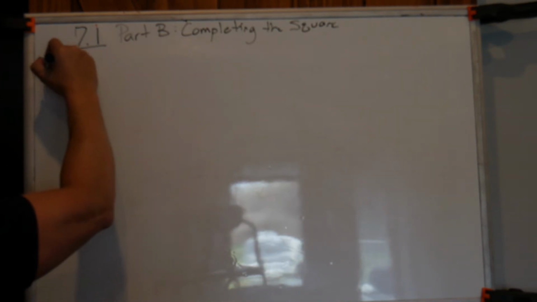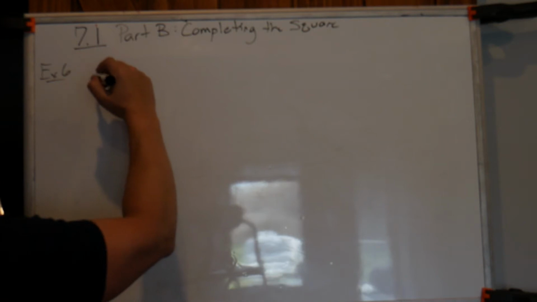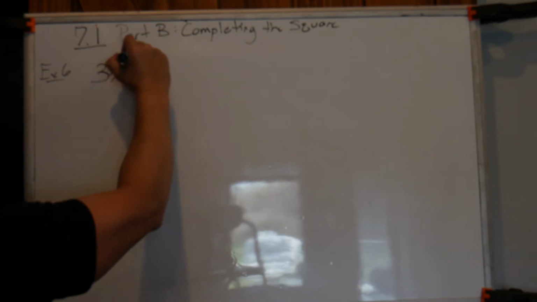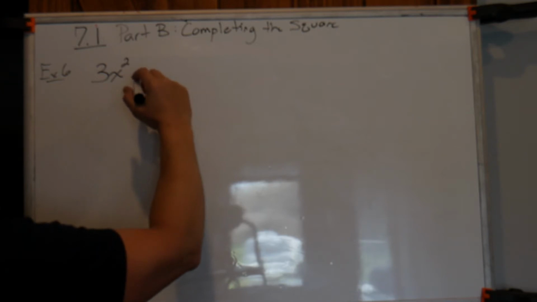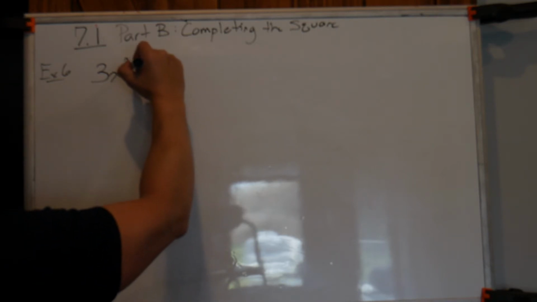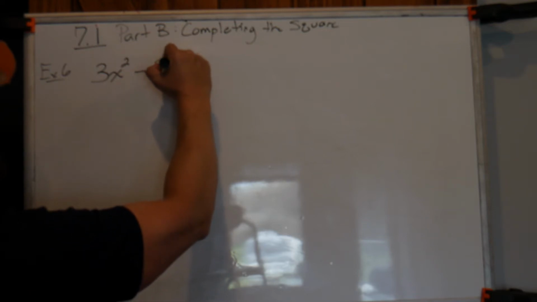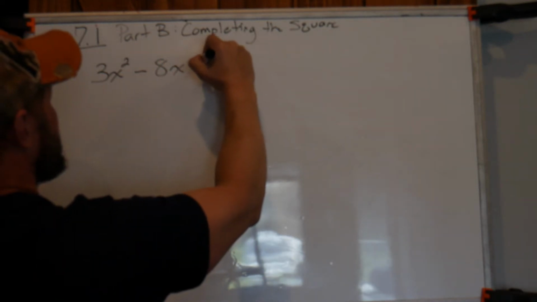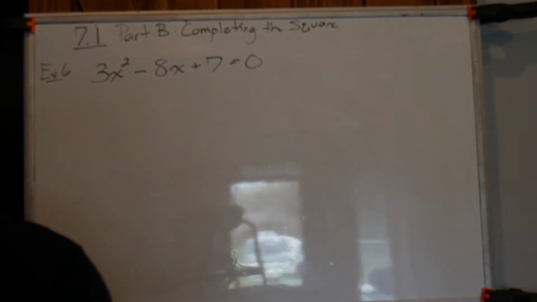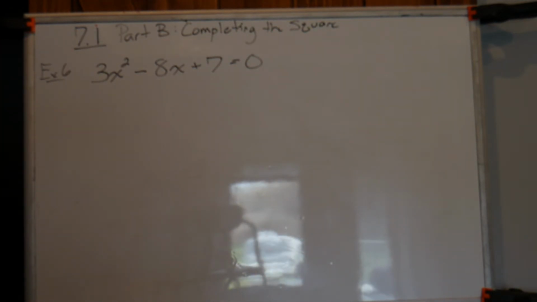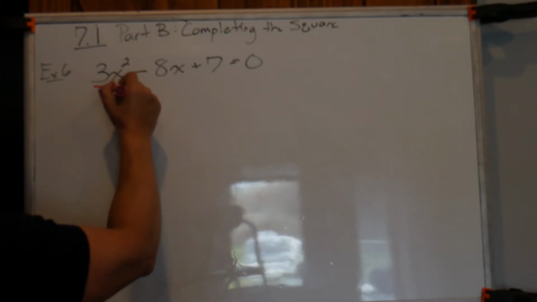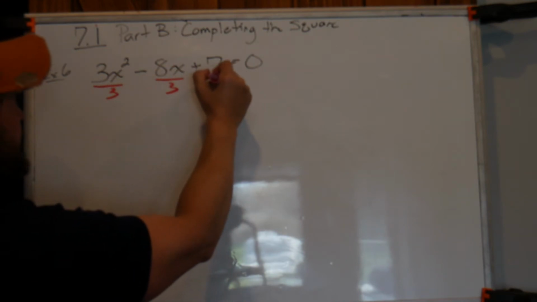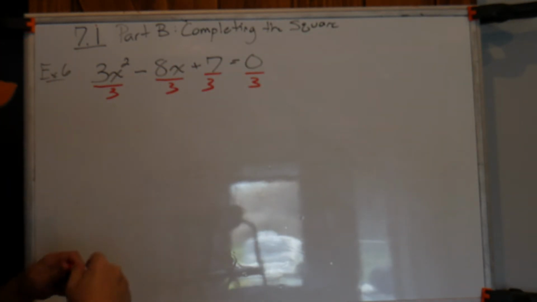So example 6, last one we're going to do, solve for x. Now they just give us a leading coefficient in front of the x squared, minus 8x plus 7 equals 0. And I divide by 3 right off the bat. So we need to get rid of this. We want an x squared to make our factoring easier. So I'm going to divide everything by 3.